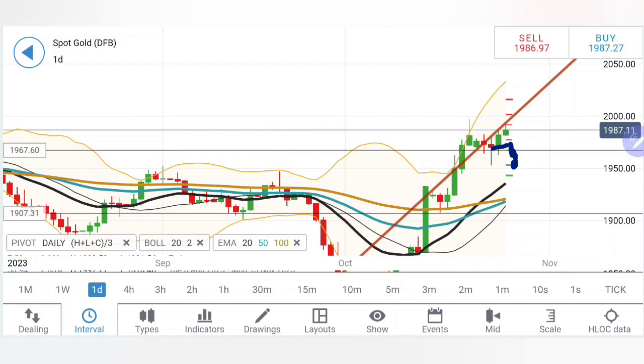Possibility exists that it can drop sharply, staying below 1968. Thus you have to trade your positions accordingly. Trade with a stop loss and a trailing stop loss.